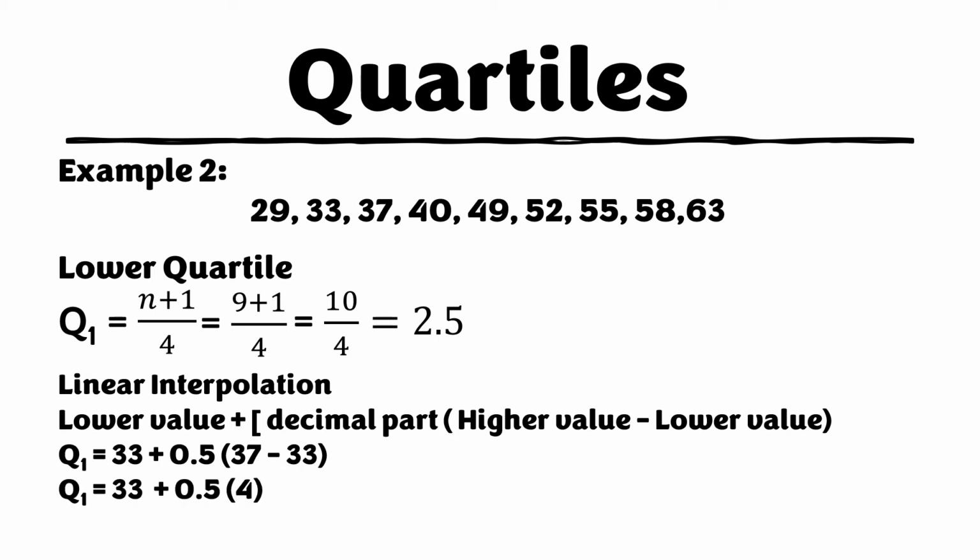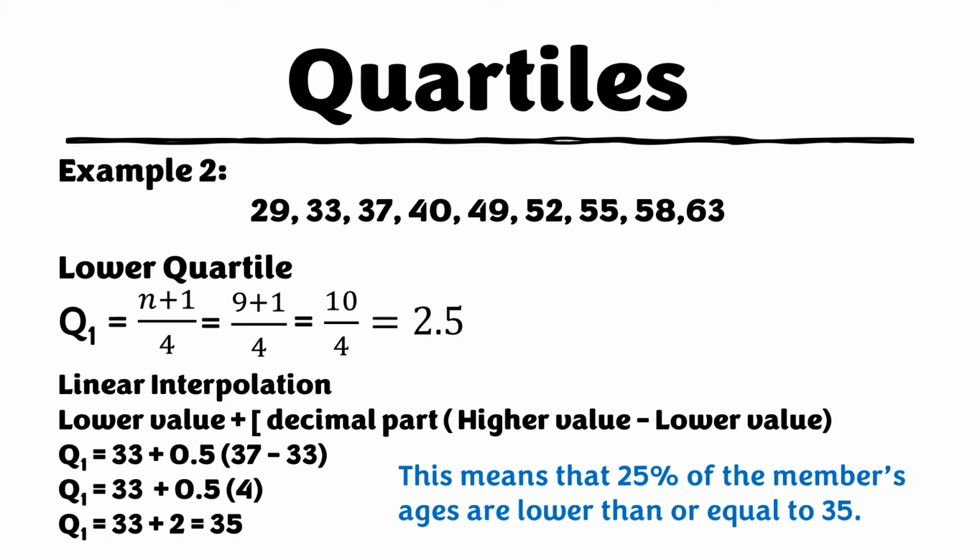And then simplify. So we have 33 plus 0.5 times the quantity 37 minus 33, and 37 minus 33 is equal to 4. Next we're going to multiply 4 by 0.5. So we have 33 plus 2. 0.5 times 4 is equal to 2. And 33 plus 2 is equal to 35. So this means that 25% of the members' ages are lower than or equal to 35.